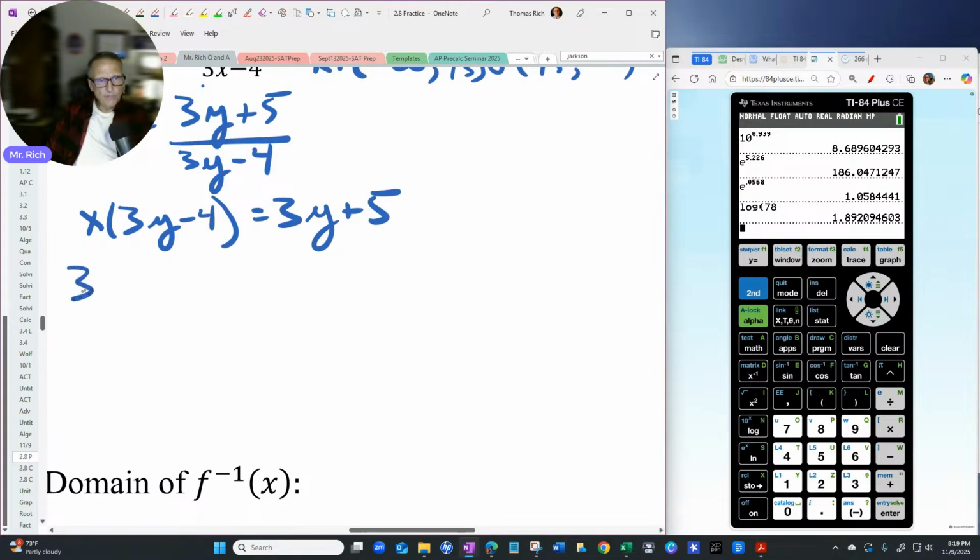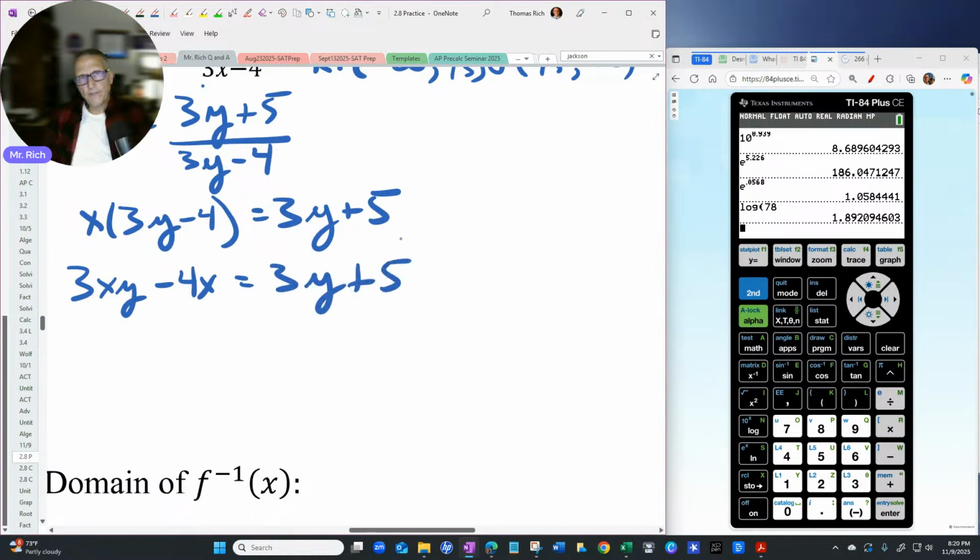So next, I'm going to go ahead and distribute the x. So this will give me 3xy minus 4x is equal to 3y plus 5. And remember, when you're trying to find the inverse function, what you're trying to do here after you've done your variable swap is solve for y. I want to get y on one side and x on the other. But I've got two terms that have y in them. I've got this 3xy on the left, the 3y on the right. So my job is to get them on the same side so I can factor them out.